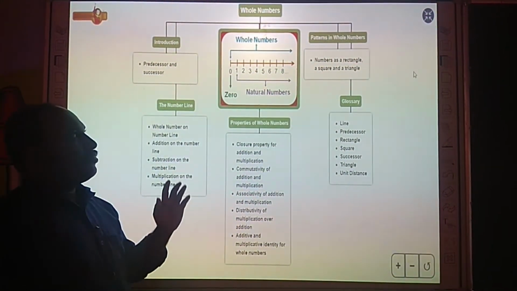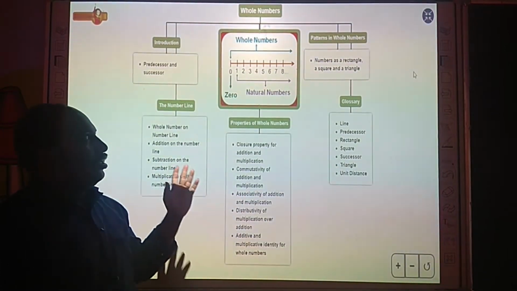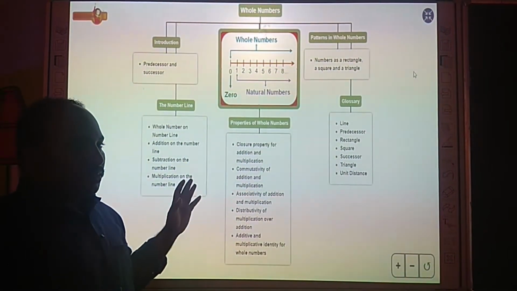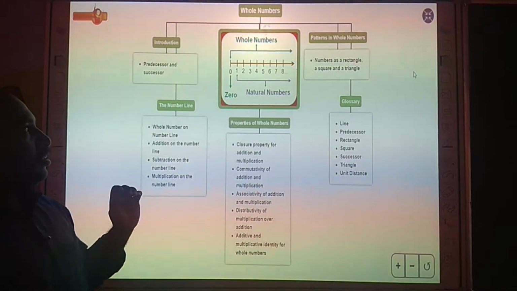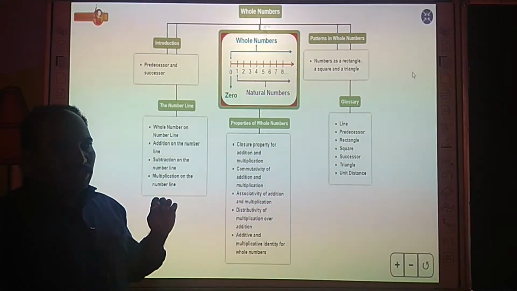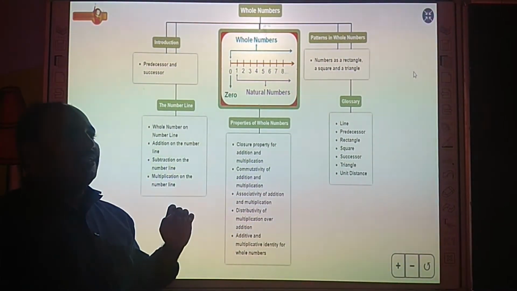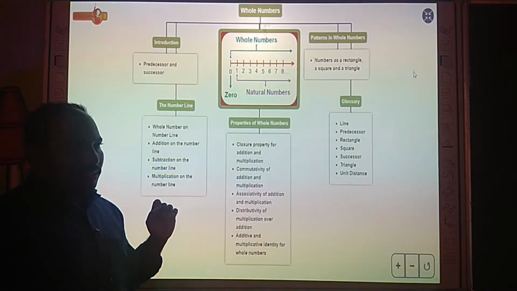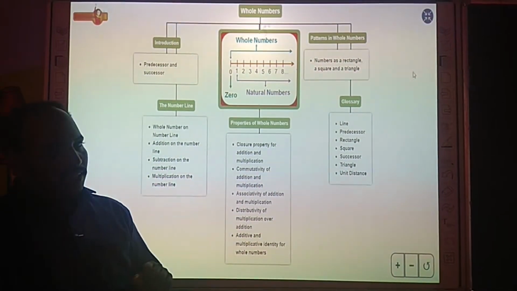Grade 6, Chapter 2, Whole Numbers. So what is meant by whole numbers? Natural numbers with 0 are called whole numbers.